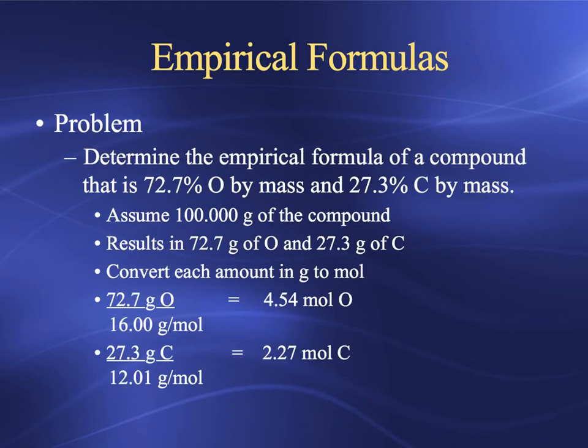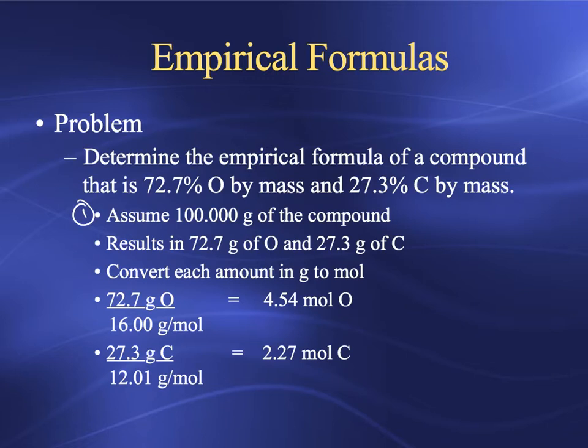Okay, so a problem says to determine the empirical formula of a compound that is 72.7% oxygen by mass and 27.3% carbon by mass. So what to do in this situation? Well, step number 1 is to assume you have 100 grams of the compound. If you assume 100 grams, the percents very nicely turn immediately into masses. It's a very effective and easy way of doing this.